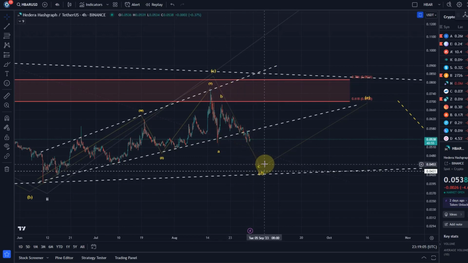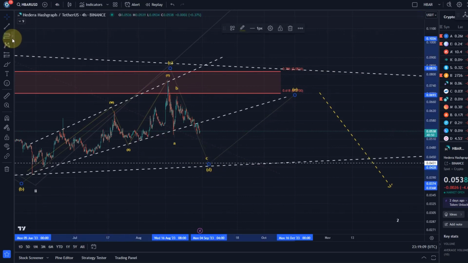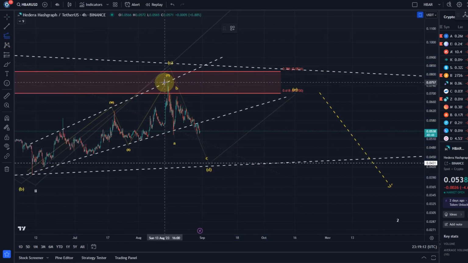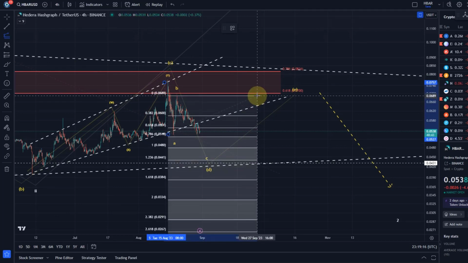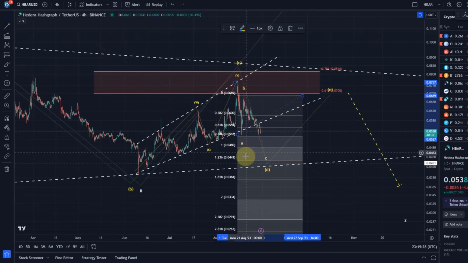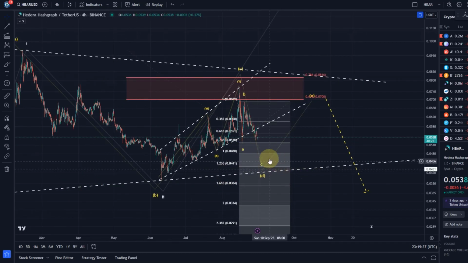So we talked in the previous video about a possible target for the D wave, and we can specify that by taking the length of the A wave, by comparing it to the length of the C wave. And actually here, the very first level to watch is 4.8 cents. That's the 1-to-1 ratio, the 100% extension. We also have here an ascending trend line. See that here? So this might also act as support.